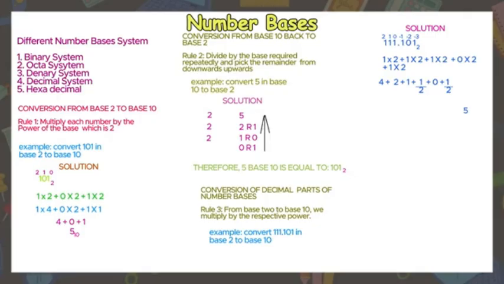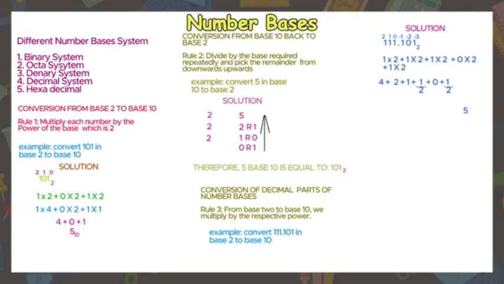When converting the decimal part of number bases, that is from base 10 now to base 2, we are talking about the fractional part. For example, we want to convert this one back to base 2. This one is in base 10.